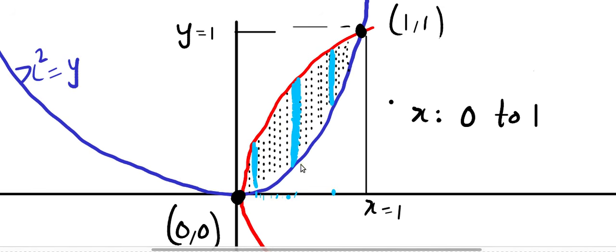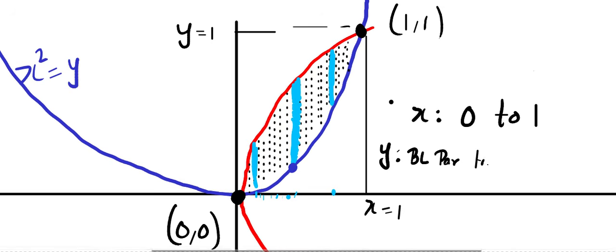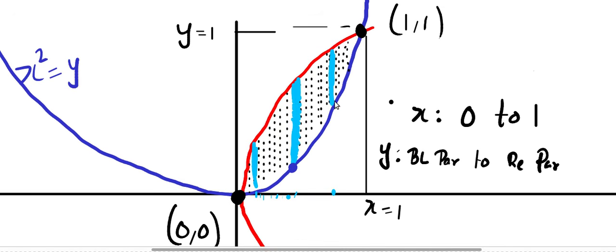And if you ask me what is the lower limit of the strip, it is very clear, the blue parabola. So I am going to write this: y varies from blue parabola to red parabola. I hope you understood that strip. You look at any strip parallel to the y-axis, it will vary from blue parabola to the red parabola. And the equation to blue parabola is over here.